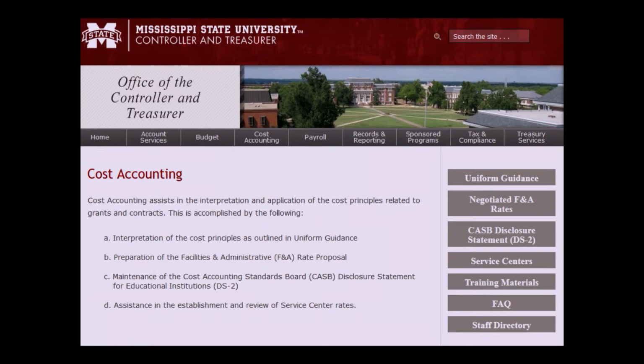Cost accounting has 4 areas of responsibility. The first area is uniform guidance. The second is facility and administrative cost rate proposal. The third is the CASB disclosure statement, and the fourth are service centers. And also these areas are listed on the right-hand side of the website, and by clicking on these tabs you can go to the specific area you're interested in. Let's review these 4 areas and the website.